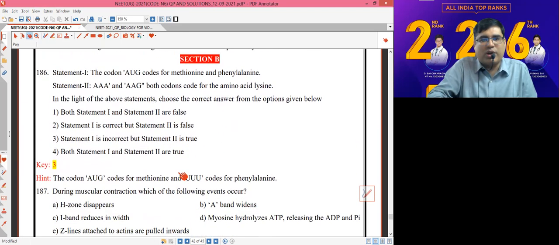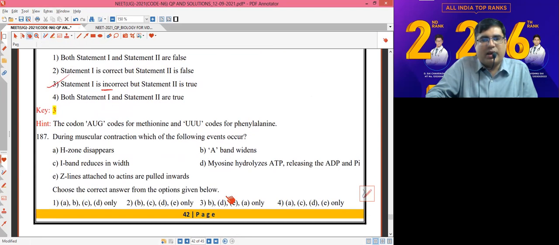And if we now look into section B, statement 1: the codon AUG codes for methionine and phenylalanine. Statement 2: AAA and AAG both code for the amino acid lysine. AUG codes for methionine, but not for phenylalanine, so statement 1 would be incorrect. But of course, the second statement is correct. It's again a purely NCERT based statement.